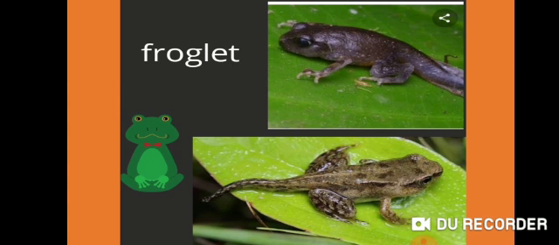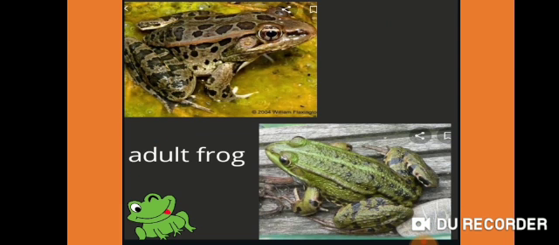Now from the froglet, it goes through another process and becomes a very big frog. And this is what we call the adult frog. Now Mr. Frog is now an adult. It can live both inside the water and on land. The 4th stage of the life cycle of a frog is known as the adult frog.